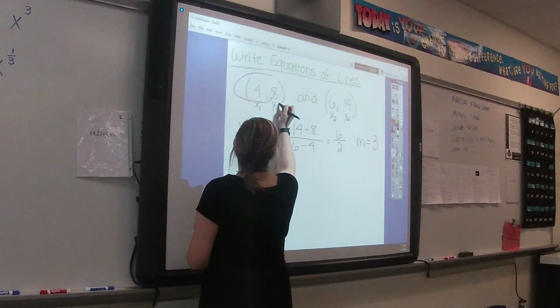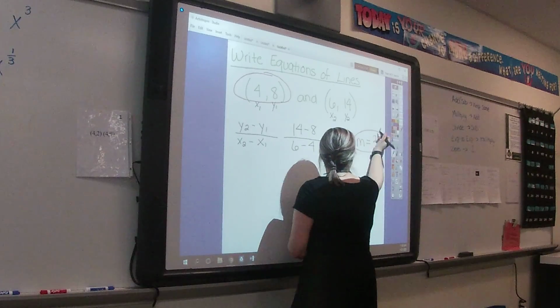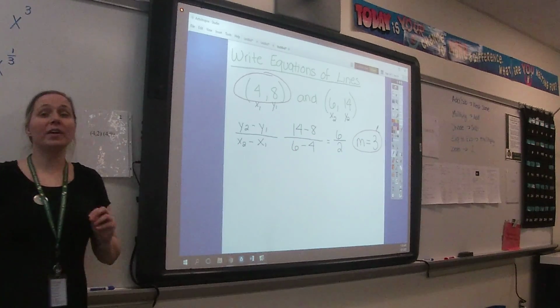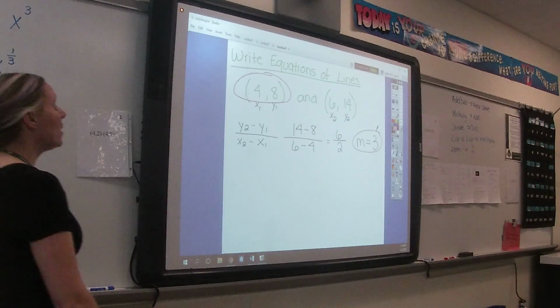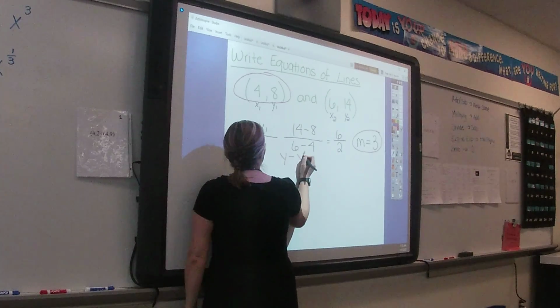It sounds like the majority of us are going here. Now do we fit into a category? Yes. Choice 3. So now we can plug into point-slope form.